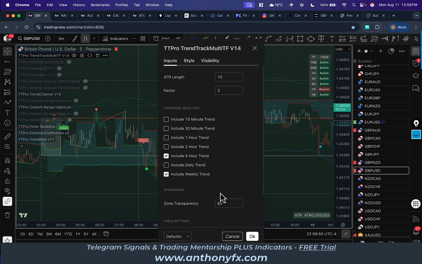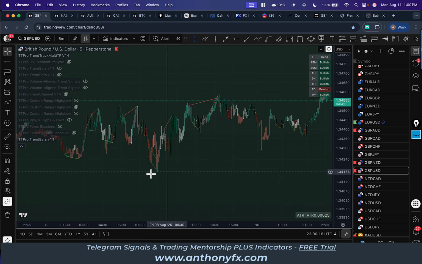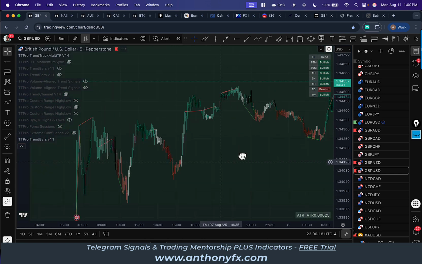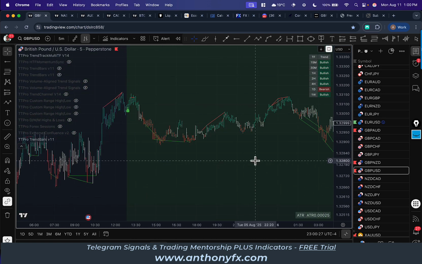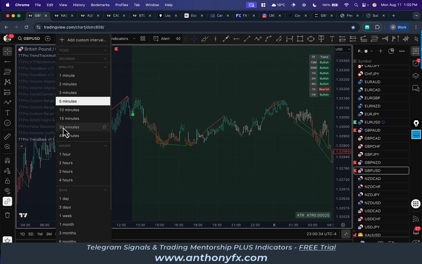That's it. So this is going to find a condition that's met when these two align. Go OK, and we're looking for a buy and a sell signal on the 5-minute time frame. They're not going to happen frequently. Okay, there's a buy signal, and in fact, you could go to a 15-minute.